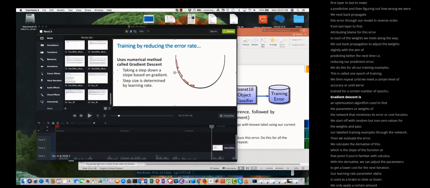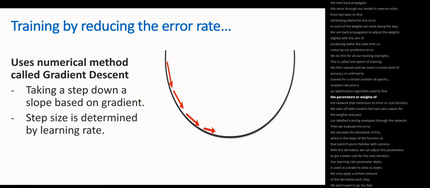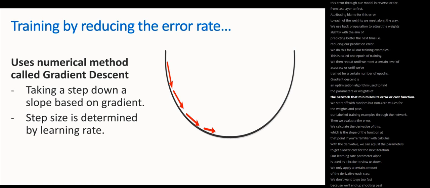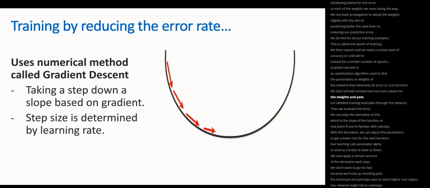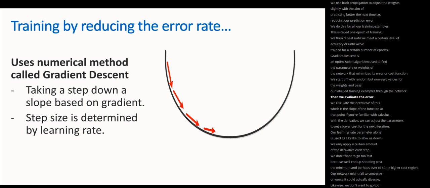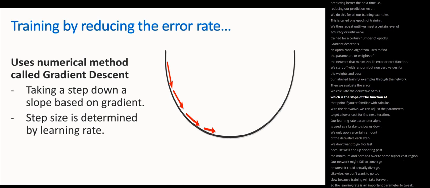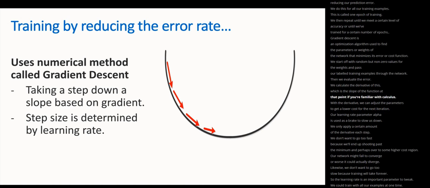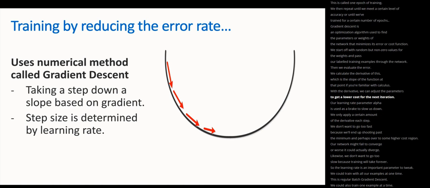Gradient descent is an optimization algorithm used to find the parameters or weights of the network that minimizes its error or cost function. We start off with random but non-zero values for the weights and pass our labeled training examples through the network. Then we evaluate the error. We calculate the derivative of this, which is the slope of the function at that point if you're familiar with calculus. With the derivative, we can adjust the parameters to get a lower cost for the next iteration.